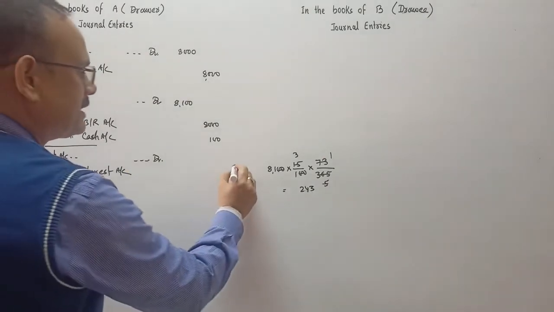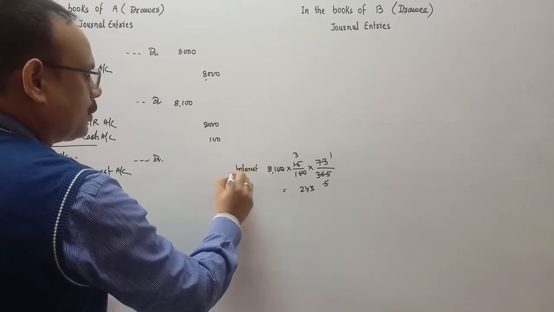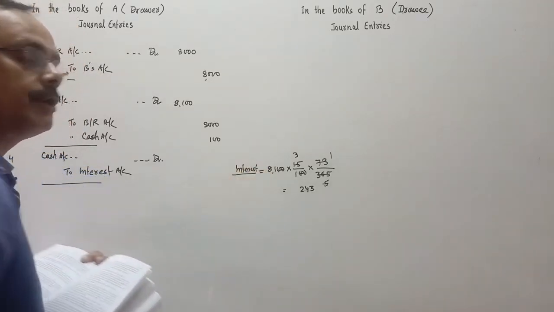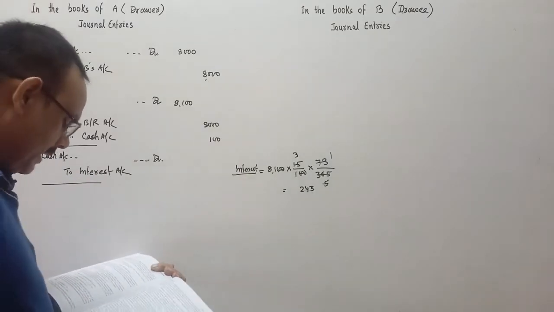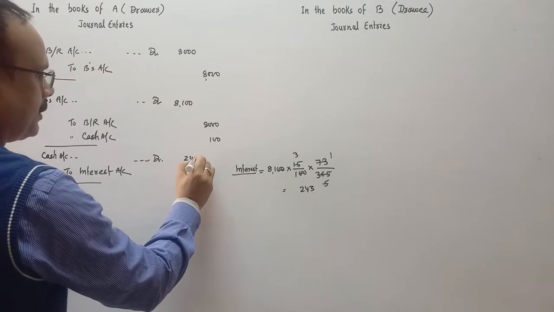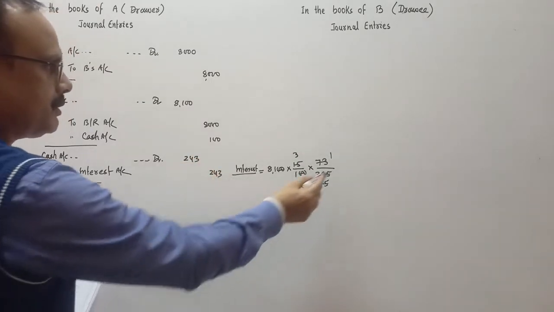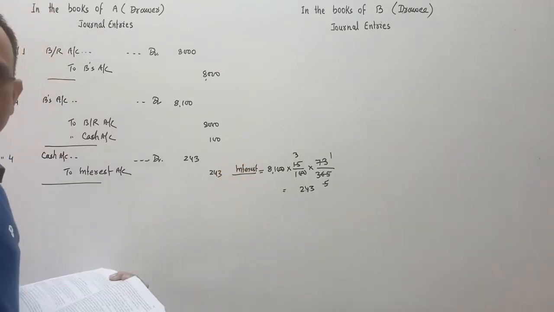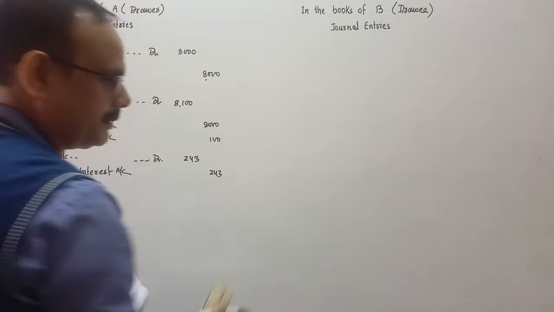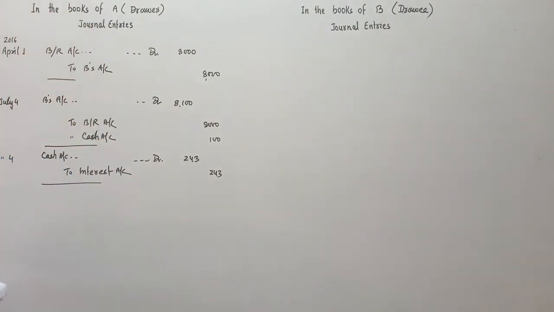This is interest. You calculate this interest in the working note. In the working note, 243 is the interest amount. You do this calculation not here, but in the working note. Okay, so 243 is the interest.